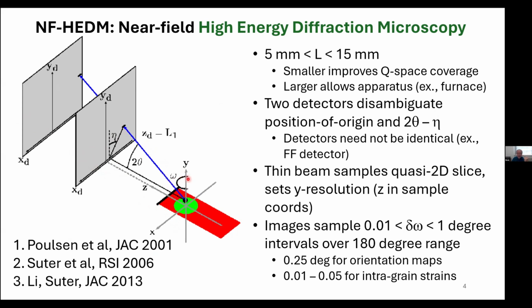We've got a monochromatic beam, so we're going to rotate the sample to achieve the Bragg condition for various HKLs for each of the grains in this cross section. The detectors are 5 to 15 millimeters downstream of the sample, or of the rotation axis. The sample is centered on the rotation axis.